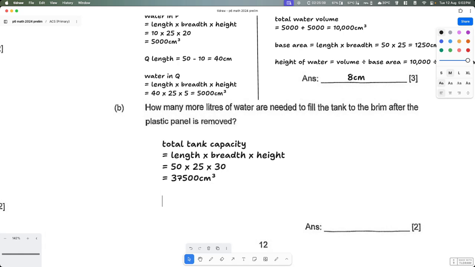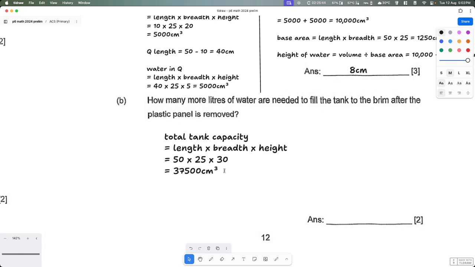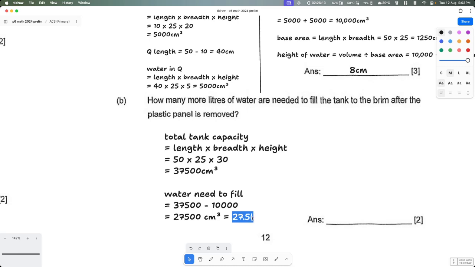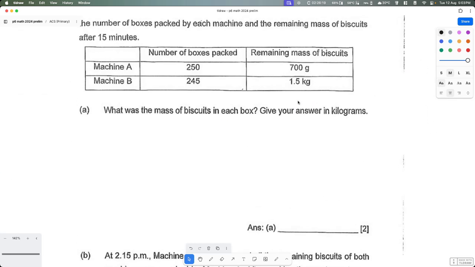So how many liters? You see the word liters, right? So water needed to fill is equal to 37,500 minus 10,000. This will become 27,500 centimeter cube, which is also equal to 27.5 liters. So you can have minus 10,000 and then divide by 1,000, 27.5 liters. That's what I see over here. There you go, so that's the answer. Let's move on to the next question.